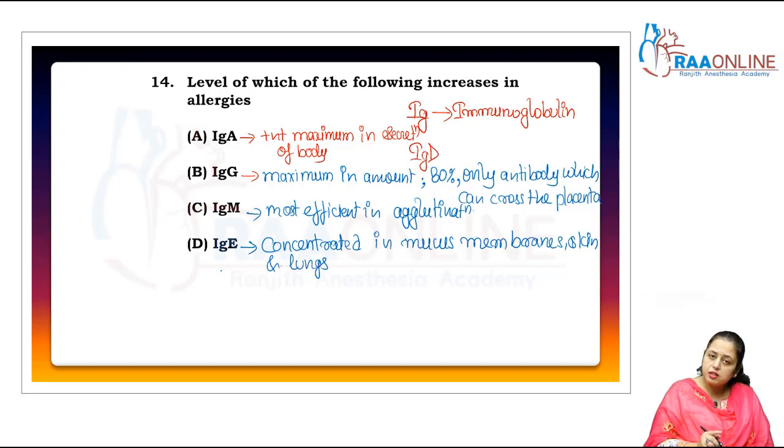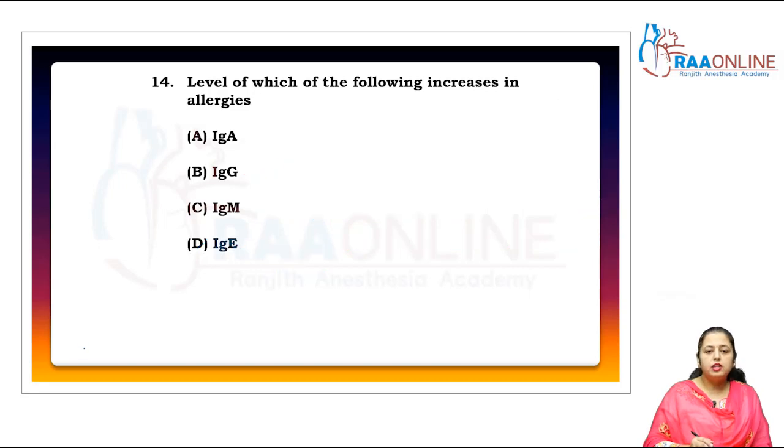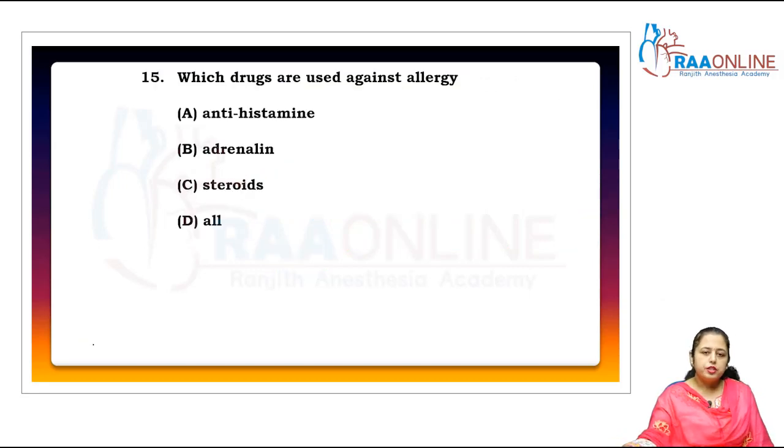If they are increased in maximum amount, then allergy is caused, and if some allergen enters inside the body, then that antibody acts against it. Clear? So the answer to that question, level of which one of the following increases in case of allergy? So the answer is IgE, right? This is all about the antibodies. Come to the next question, that is, which drug is used against allergy?